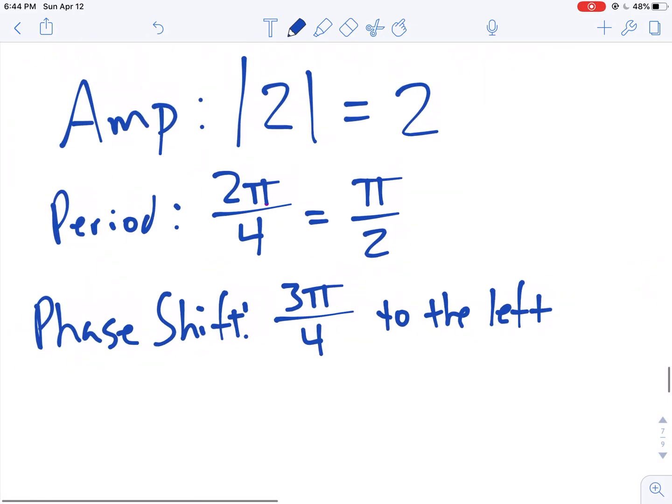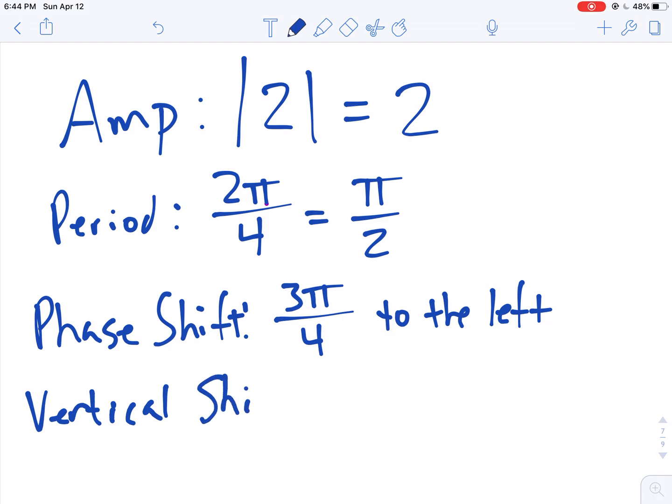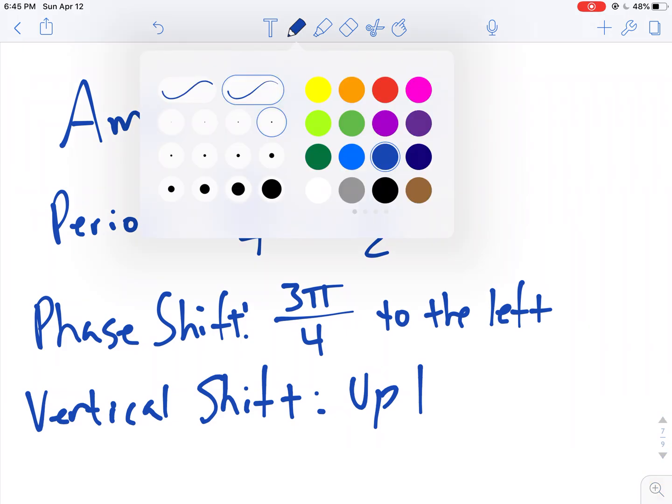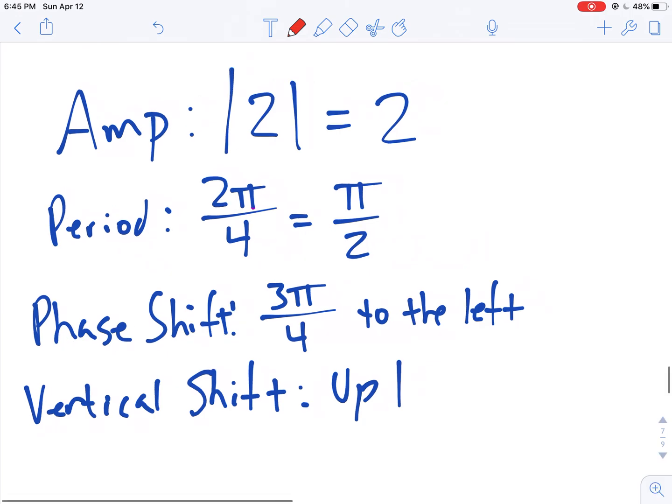One last thing that I'm going to add in here is that I do have a vertical shift. Up 1. It's not asked of me, but I do want to note that is here. Again, not asked of me in the question, but I might as well write that information down while I'm thinking about it. Now I'm going to figure out where my period starts and ends.